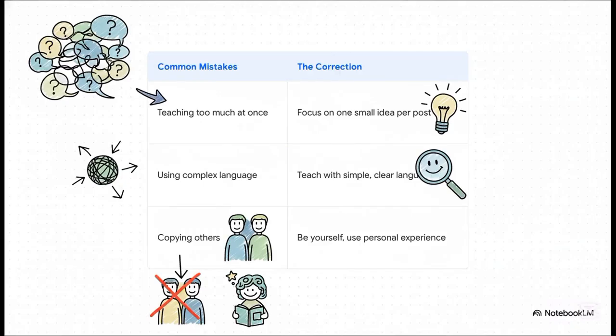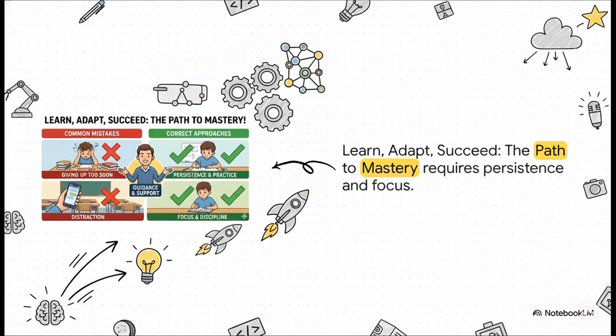Now, a very big part of this long game is to avoid common mistakes. A lot of beginners, they try to pack too much information into just one post. No. It's much better to focus on one small, clear idea. Some people use big, complex words, but simple language is always better. And maybe the most important one, don't just copy what other people are doing. Be yourself. Use your own stories, your own experiences. That's your superpower.